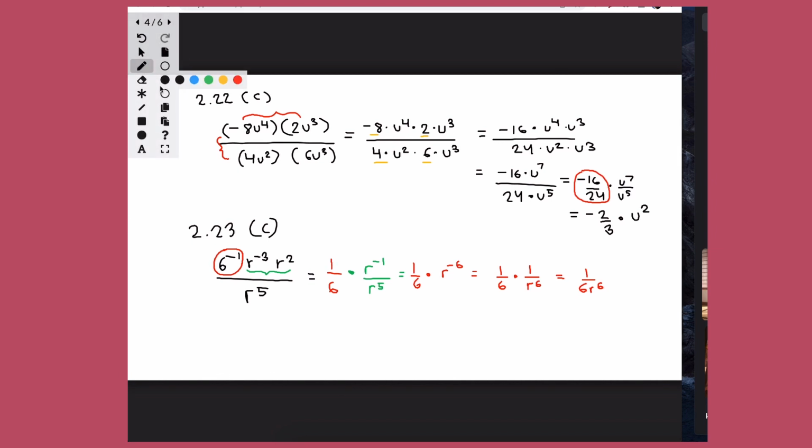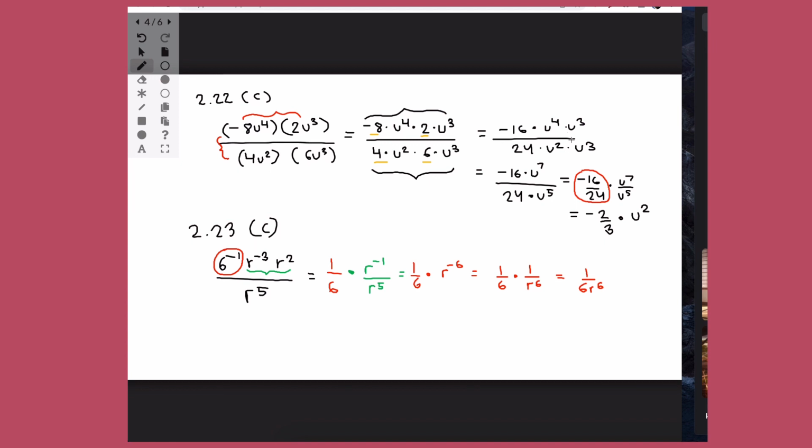So we know that when we have multiplication, we can take out the parentheses. So that's all we did in this step. We took out the parentheses, and then we multiplied our constant terms together. So minus 8 times 2 and 4 times 6. So then the top would be minus 16, and the bottom would be 24. And we left our exponents the same.